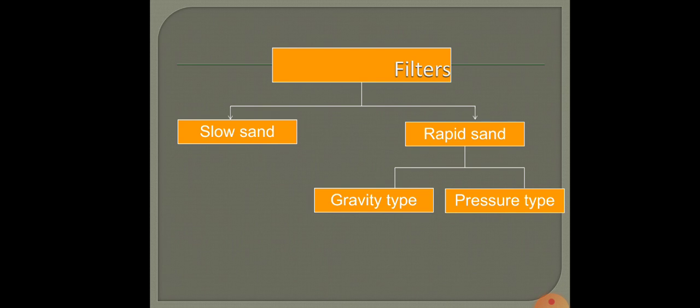So, this just depicts the classification of filters: slow sand and rapid sand, and gravity type and pressure type. We'll be discussing in detail the slow sand filters and the rapid sand filters separately in the next class. To give you a brief difference between the two, in a slow sand filter, the action takes place at the surface of the sand bed.